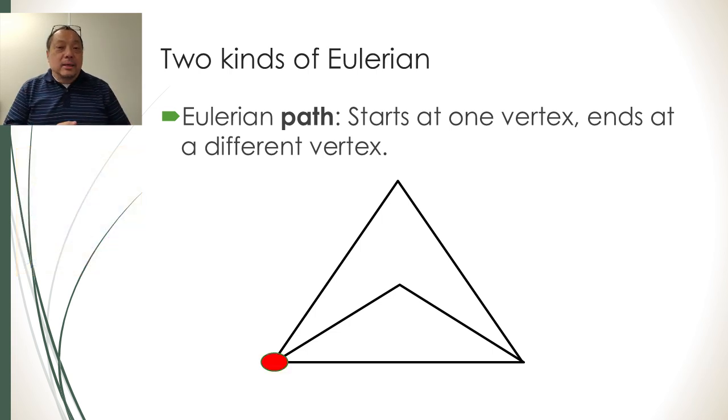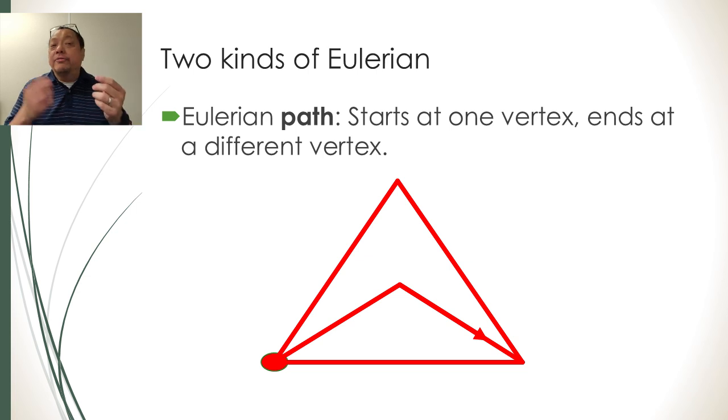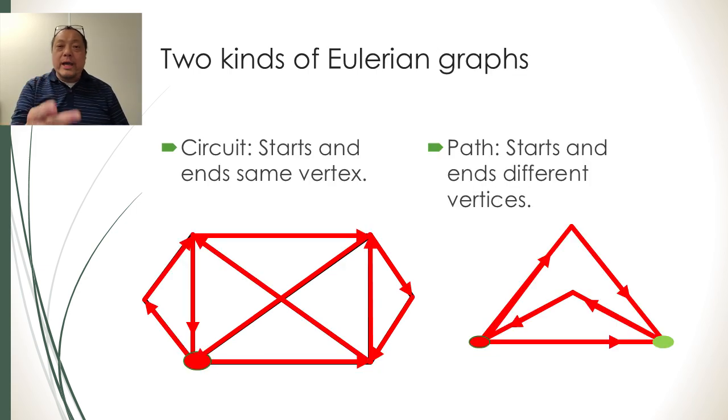Welcome back. I'll start down here, going up, back down, sideways, up, down, and I finish at a different vertex. That makes this an Eulerian path, not circuit. So, two kinds of Eulerian graphs. An Eulerian circuit starts and ends at the same vertex. An Eulerian path starts and ends at different vertices.